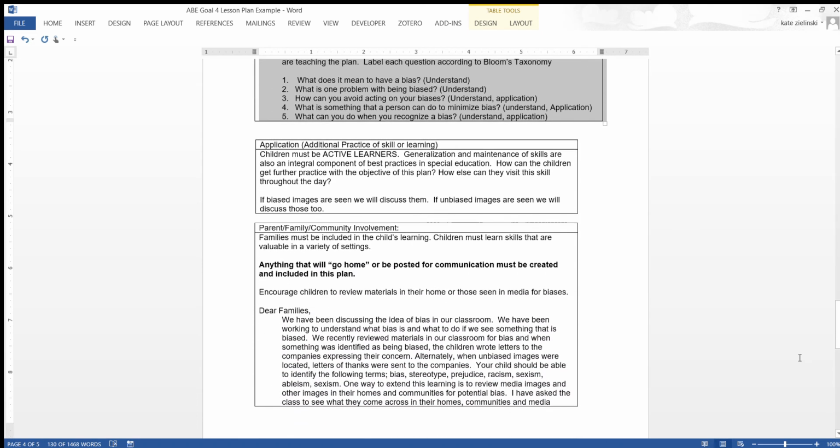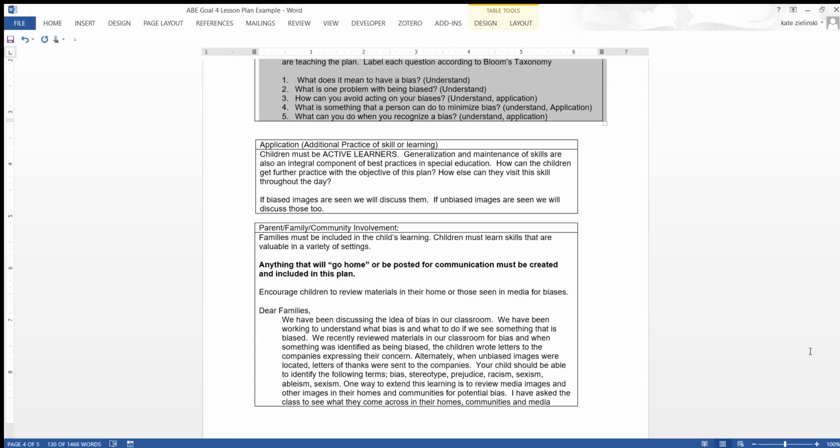Moving right along. The last two sections are application and parent-family community involvement. So with application, again, it's additional practice or skill learning. What you do is you go back to your objective and you say, how else can I get children to recognize biases or to be empowered, right? Because that's really what the core of this lesson was. How can they recognize biases, and what do they do when they see biases or unfair treatment?